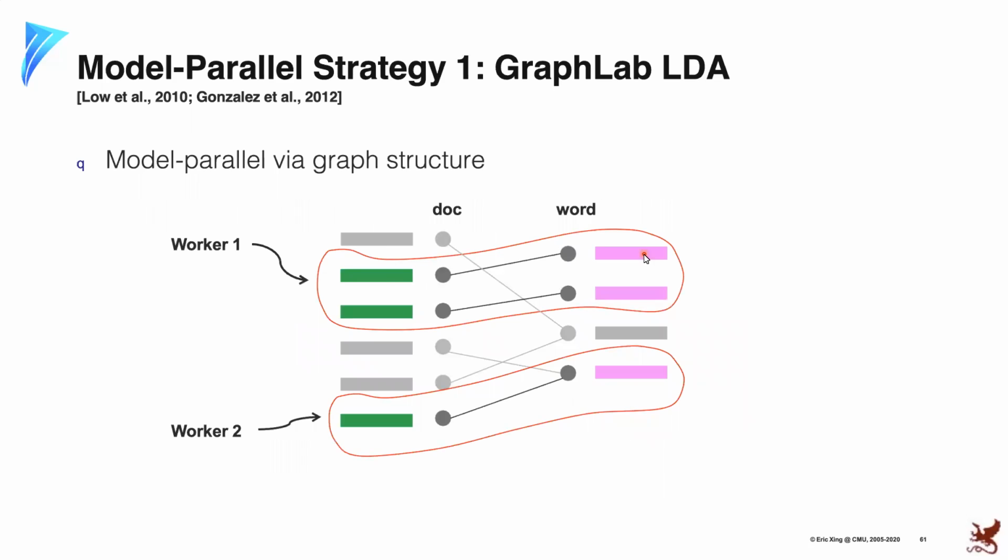So there are 2 strategies for how we are going to deal with this. The first one is called GraphLab LDA. Essentially, it will smartly partition the document topic and word topic matrices so that each worker will have a small portion of them, and these portions will not overlap.